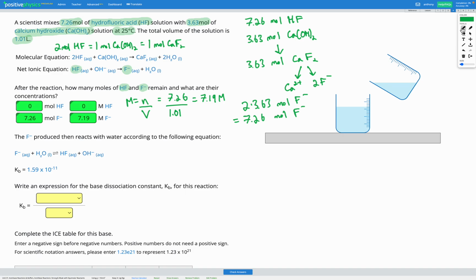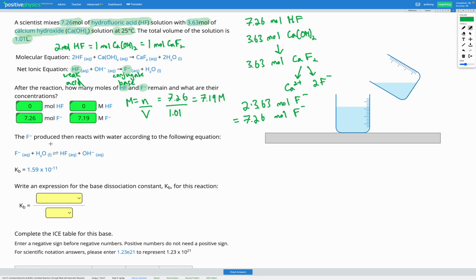Now, HF, that is our weak acid, and F minus is our conjugate base of that weak acid. And remember, the conjugate base of a weak acid itself acts as a base when it's in water, because some of the F minus will react with the water to form hydrofluoric acid and OH minus. So as a result, because we have this weak acid forming this conjugate base in the end, we're going to have a slightly basic solution because some of that base is going to react with water to form OH minus. So we're going to figure that out using ice tables.